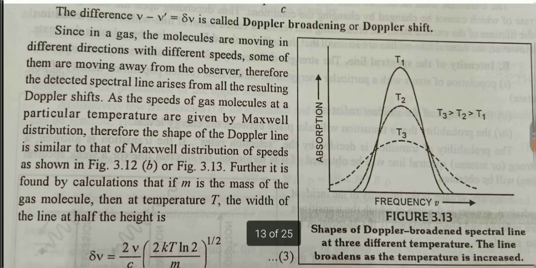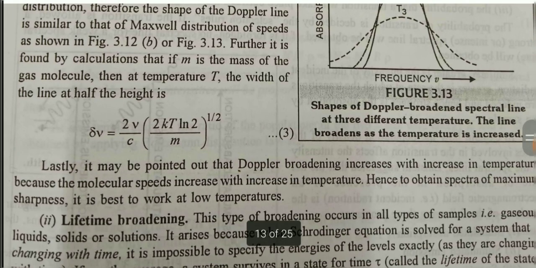Since in a gas the molecules are moving in different directions with different speeds, some of them are moving away from the observer, therefore the detected spectral line arises from all the resulting Doppler shifts. As the speeds of a gas molecule at a particular temperature are given by Maxwell distribution, therefore the shape of Doppler line is similar to that of Maxwell distribution of speeds as shown in figure 3.12 or figure 3.13. Further, it is found by calculations that if m is the mass of the gas molecule, and T the temperature, the width of line at half the height is Δν = (2ν/c) (2kT ln 2 / m)^(1/2).